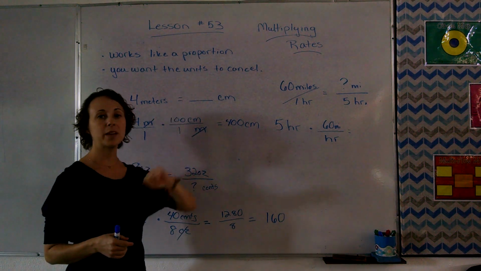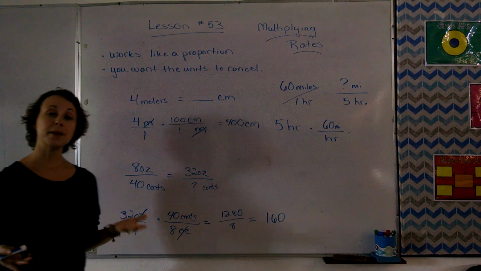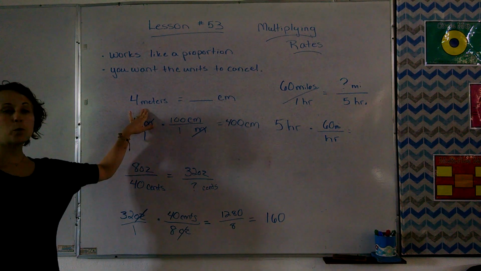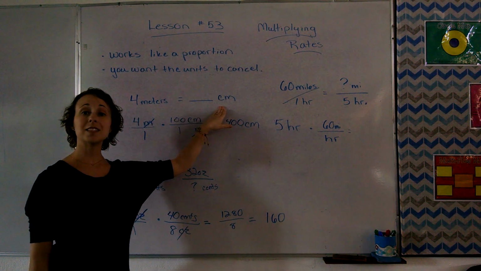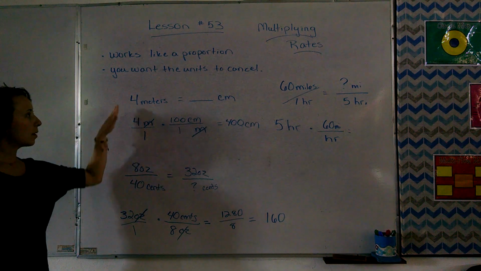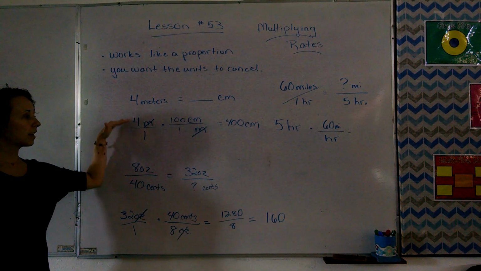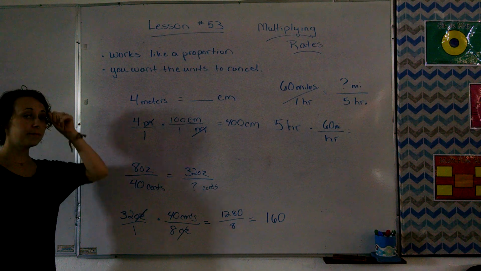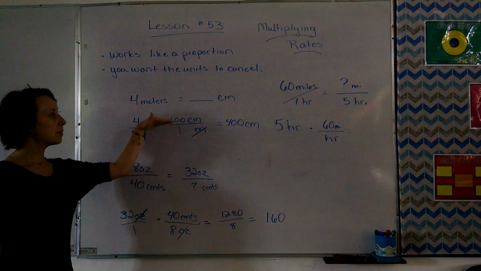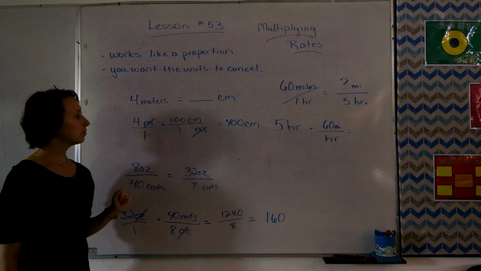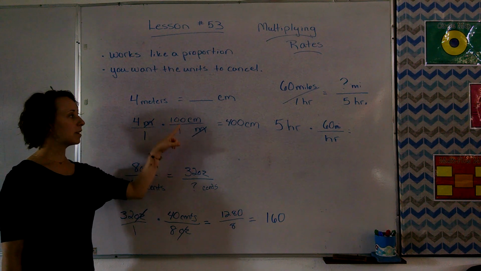It's very similar to how we convert units of measurement. Let's say I have 4 meters and I want to convert it to centimeters. Well, I'm going to make my 4 meters look like a fraction, 4 meters over 1. I'm going to multiply times the number of centimeters in a meter. There are 100 centimeters in 1 meter.